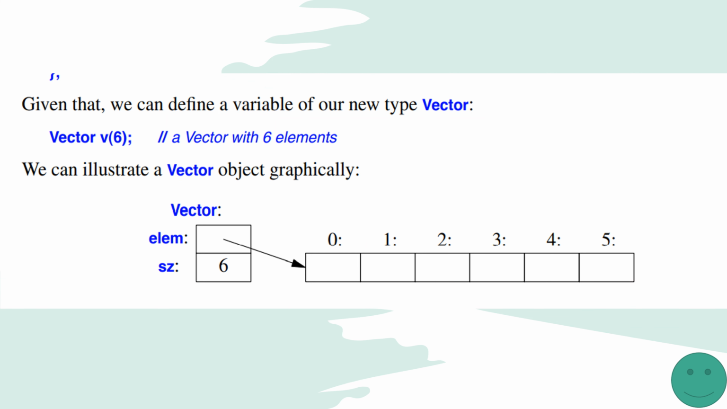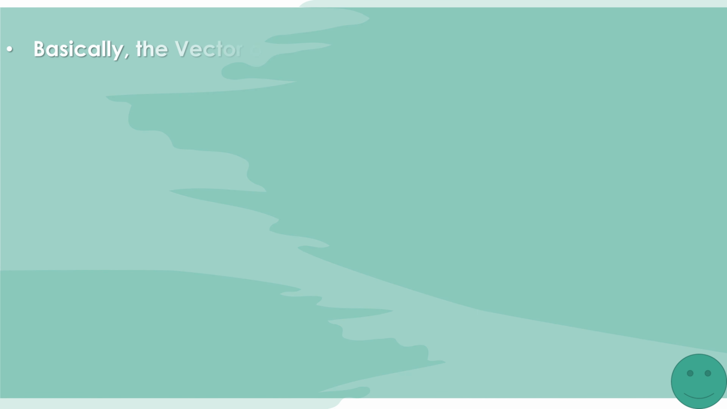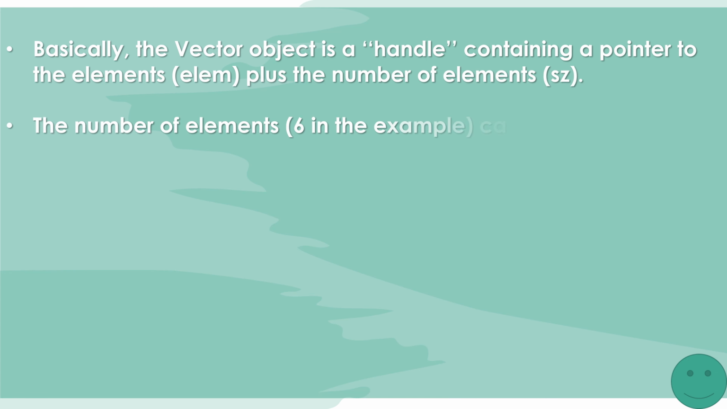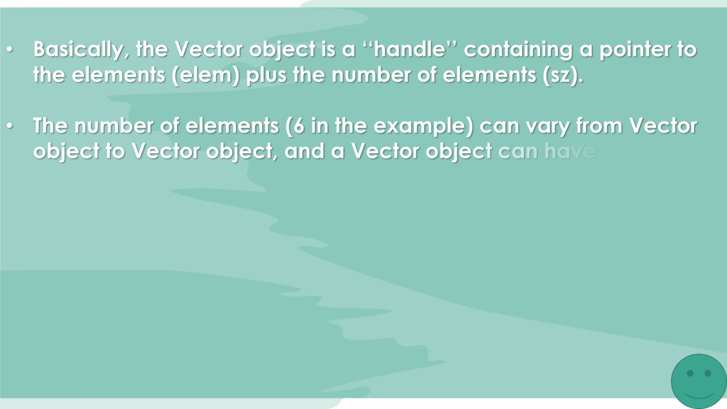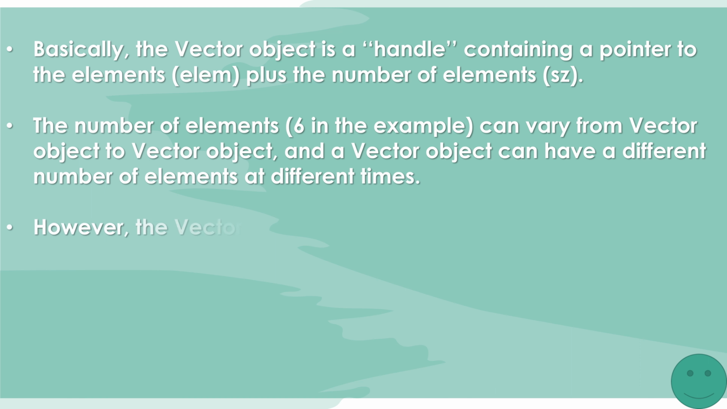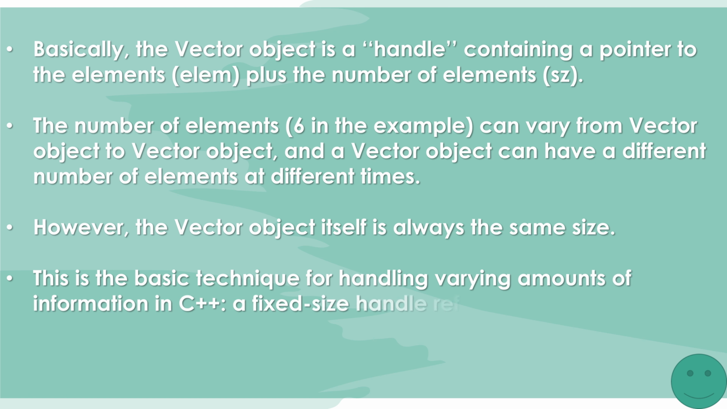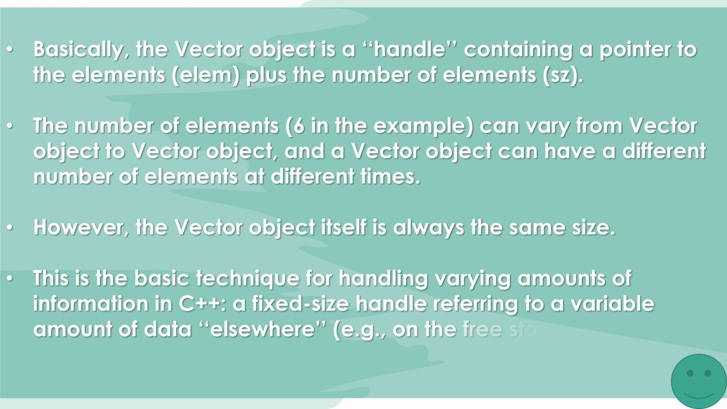Given that, we can define a variable of our new type Vector: Vector v(6); // a Vector with 6 elements. We can illustrate a Vector object graphically. Basically, the Vector object is a handle containing a pointer to the elements, elem, plus the number of elements, sz. The number of elements, 6 in the example, can vary from Vector object to Vector object, and a Vector object can have a different number of elements at different times. However, the Vector object itself is always the same size. This is the basic technique for handling varying amounts of information in C++: a fixed-size handle referring to a variable amount of data elsewhere, for example, on the free store allocated by new.